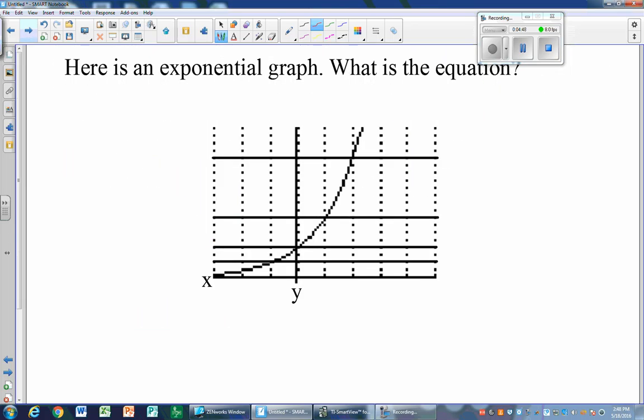Let's talk a little bit more about graphs. Here's an exponential graph. What is the equation? Well, if you didn't know it's exponential, we can see that it's obviously not linear.